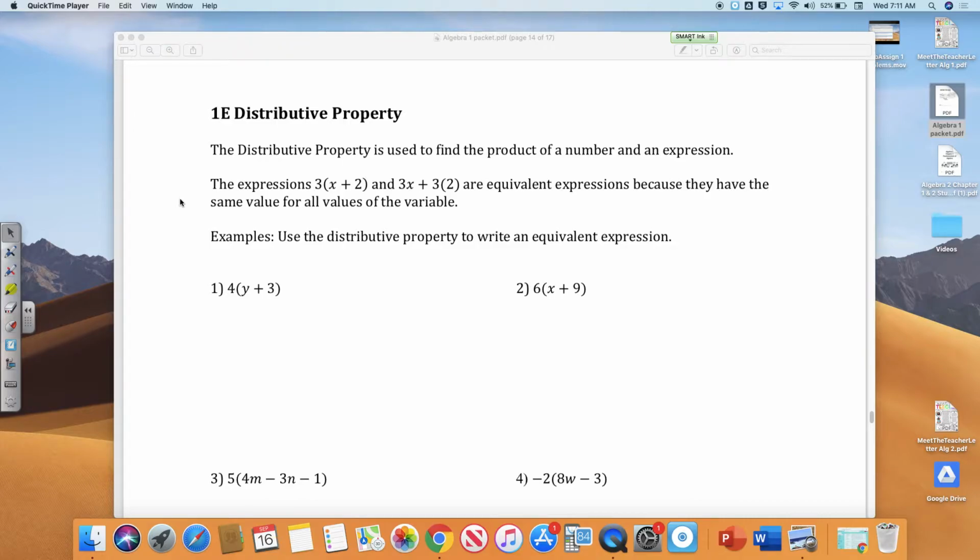So the property says, for the expression 3 parenthesis x plus 2, you basically multiply the 3, the number on the outside, by the numbers on the inside. That's where we get this right here, 3x, because 3 times x. And then we get this here, 3 times 2, because we're multiplying 3 times everything on the inside of the expression. And they're equivalent.